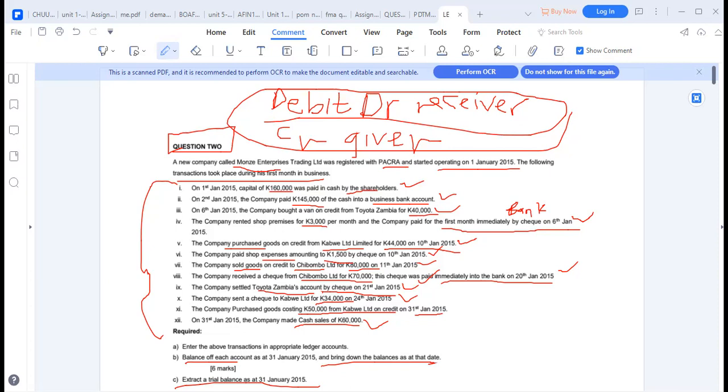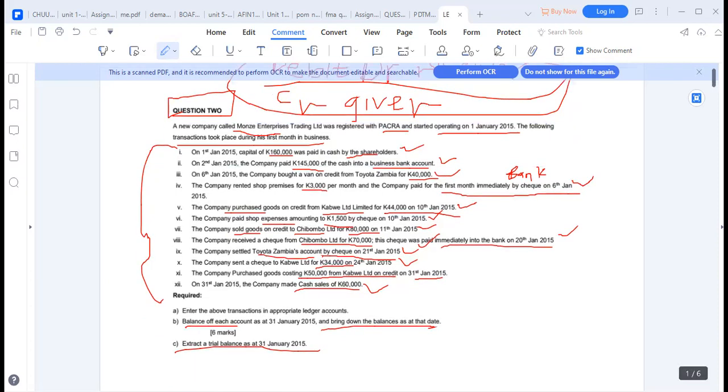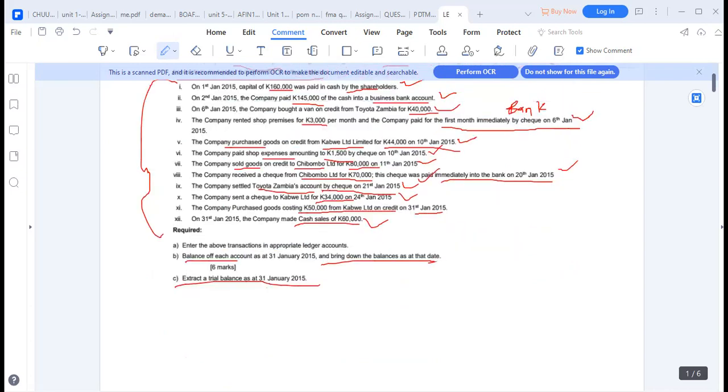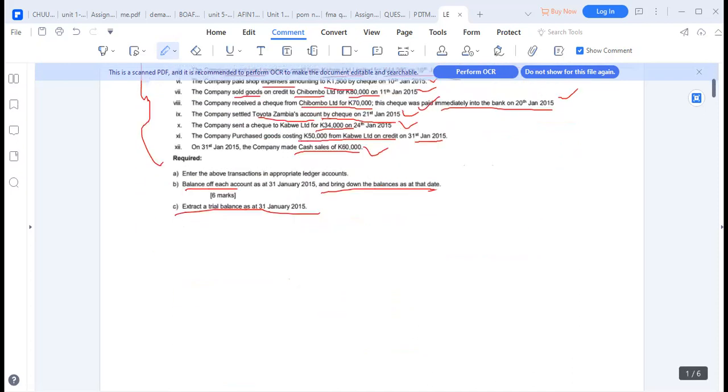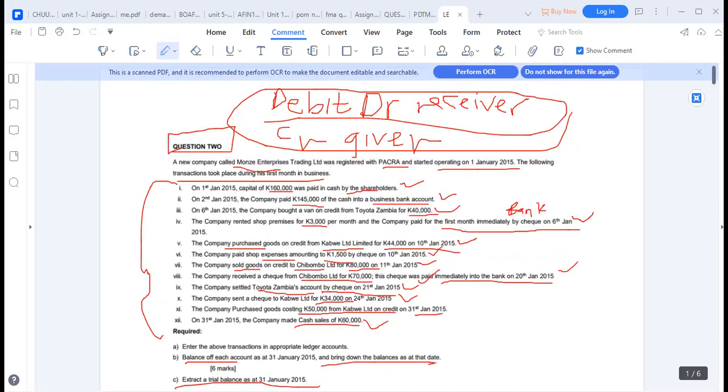This is just about this question that came. It's about the double entry system, debit the receiver and credit the giver. So there's nothing tough that should be there, unless there are some questions on this one, please.